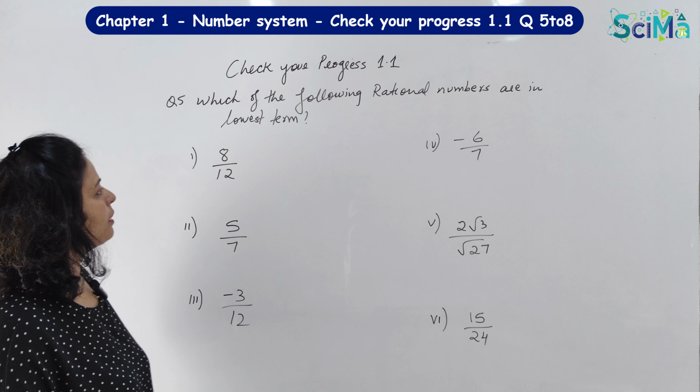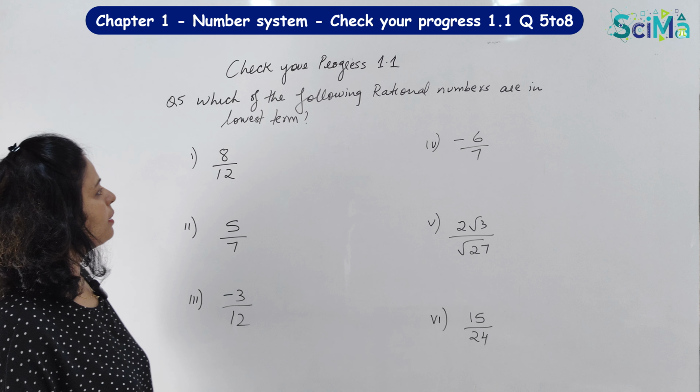This question, children, you have not learned the root numbers, the irrational numbers, still, but I'll do it for you. So this is 2 root 3 by root 27. Root 27 can be written as root 3 into root 9. So here root 3 we can cancel, and we get 2 by root 9. So this was also not in the lowest form. So you can write no.